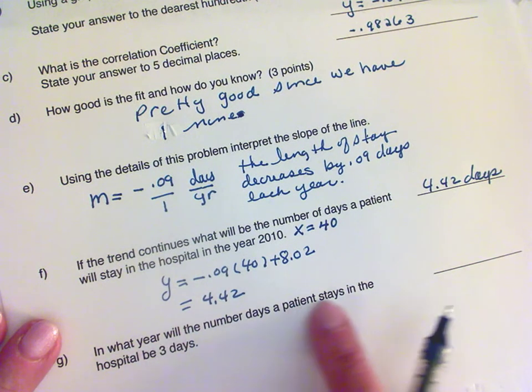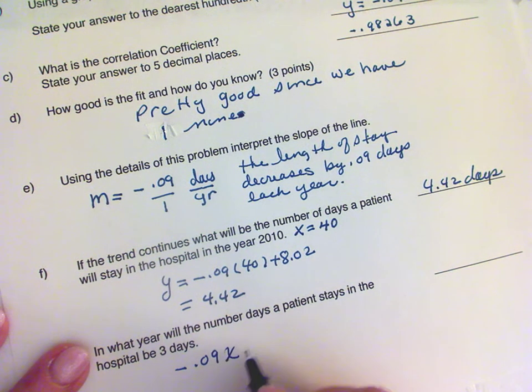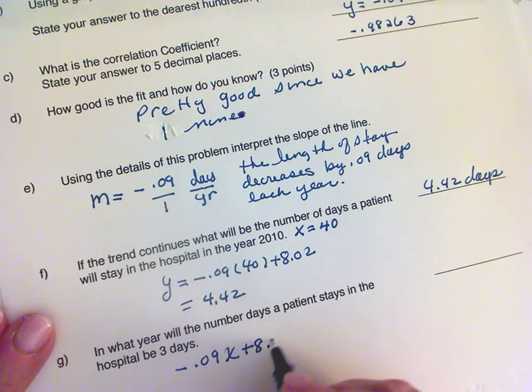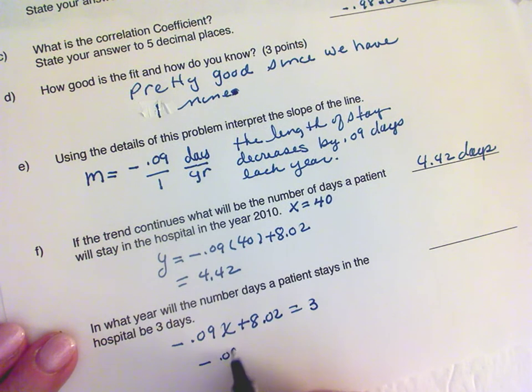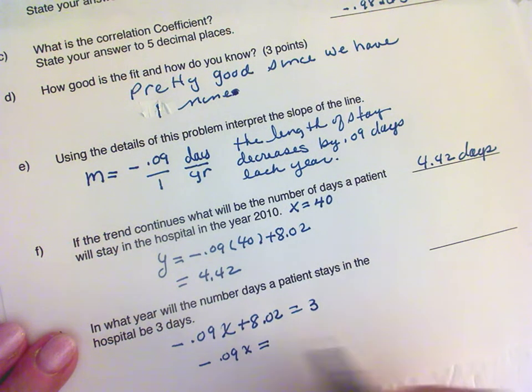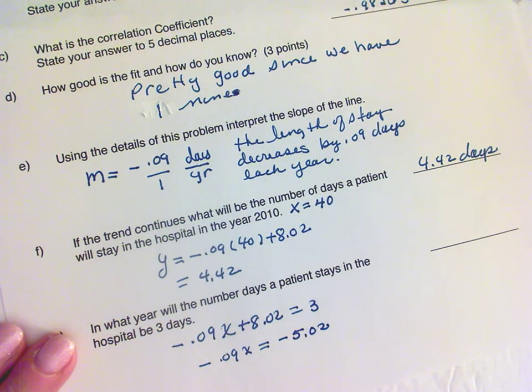And what year will the number of days be 3? So that means negative 0.09x plus 8.02 equals 3. Or negative 0.09x equals, now subtract 3, is going to be negative 5.02, I hope. So 3 minus 8.02.